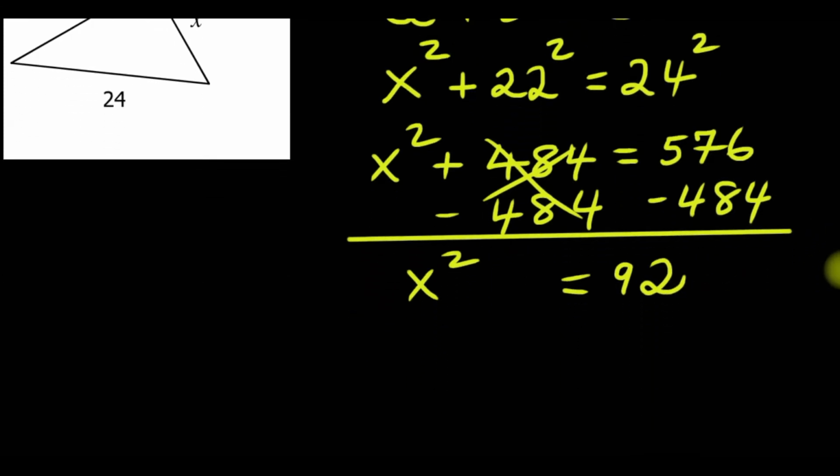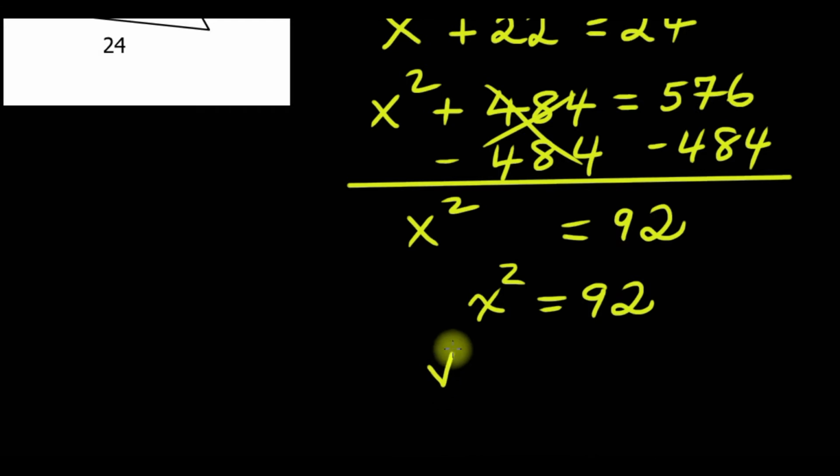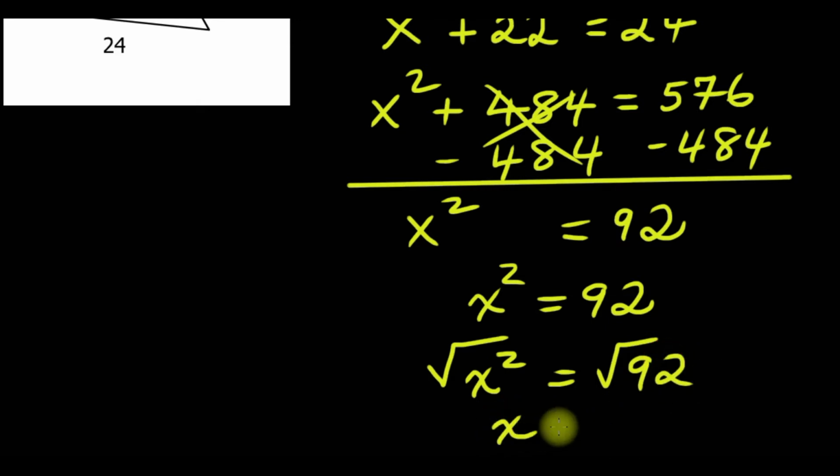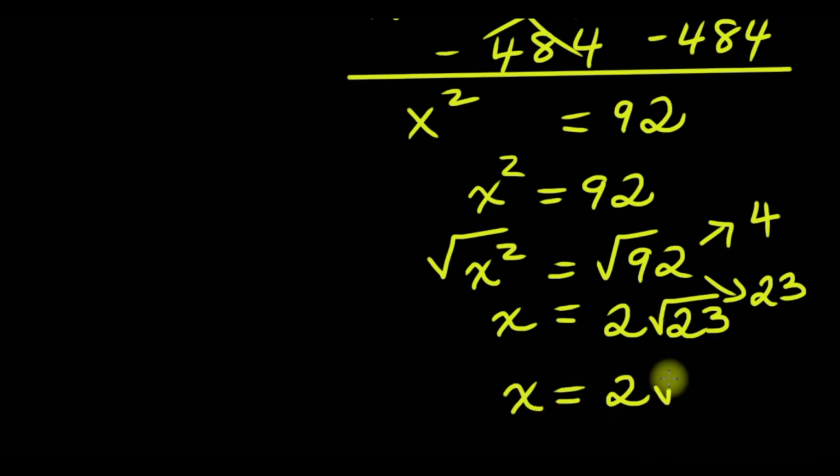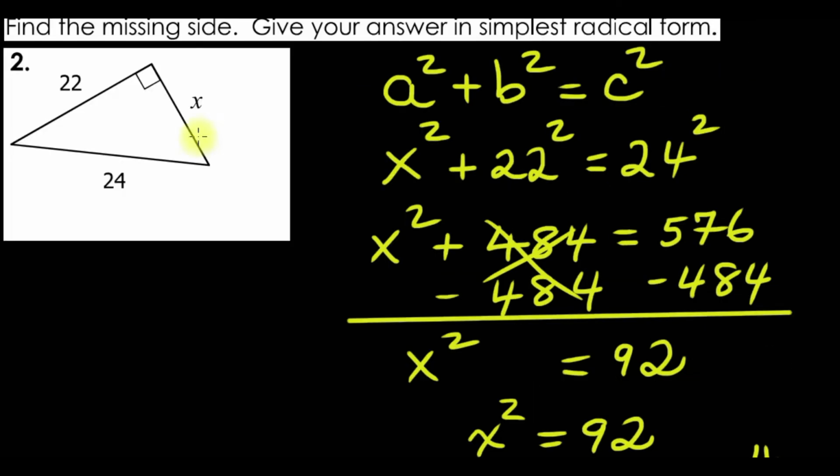And then we have to simplify it. So since x squared is 92, to go from x squared to x, you have to take the square root of it. So we need to take the square root of x squared, the square root of 92, and this is going to give you x. And then 92 can be simplified. You can break up 92 using a perfect square. So here we can go 4 times 23, and 4 is a perfect square, so the square root of 4 is going to be 2, and then 23. So your x is going to be 2 square root of 23. Okay, so this side here, x, is going to be 2 square root of 23.